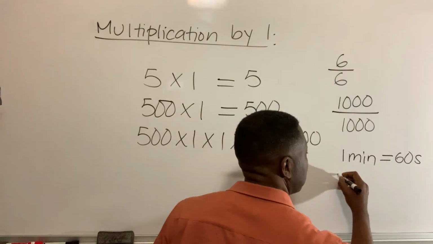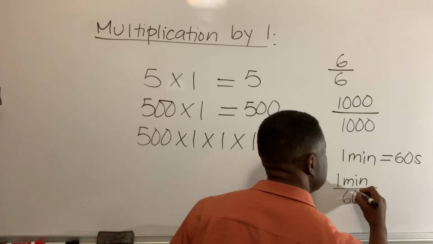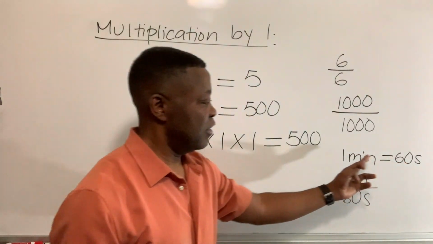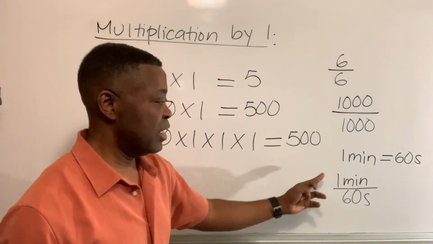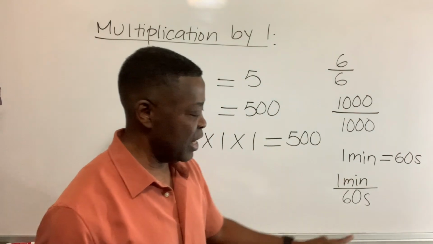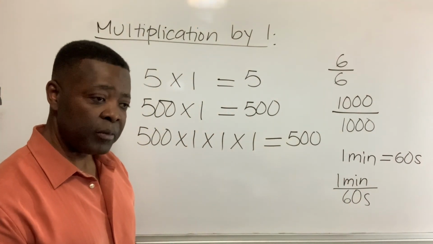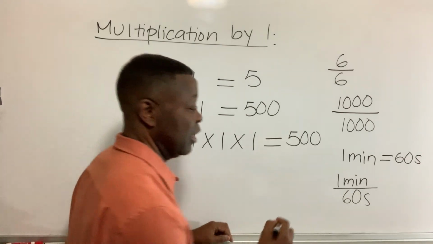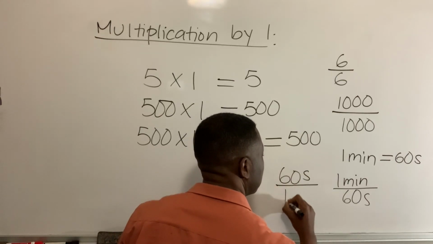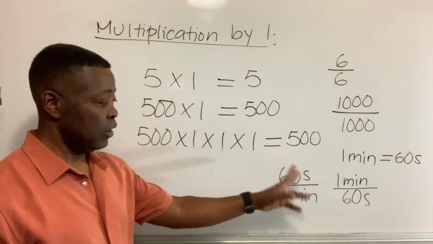let's say I write 1 minute over 60 seconds, because these two quantities are equal, this fraction, with the numerator being 1 minute and the denominator 60 seconds, is equal to 1. I may flip it. If I have 60 seconds over 1 minute, this is also equal to 1.